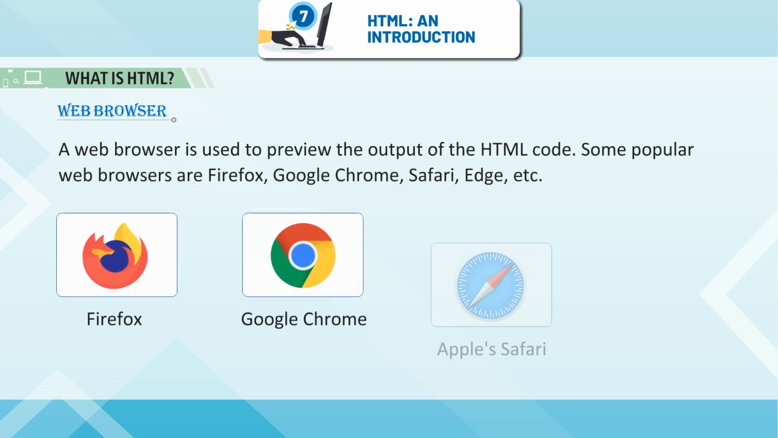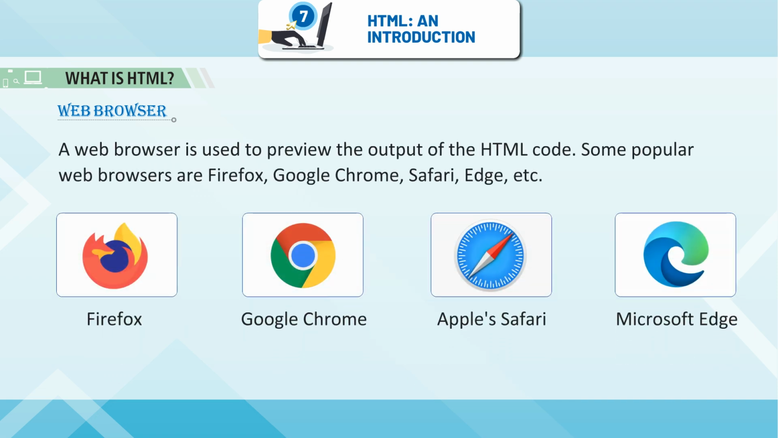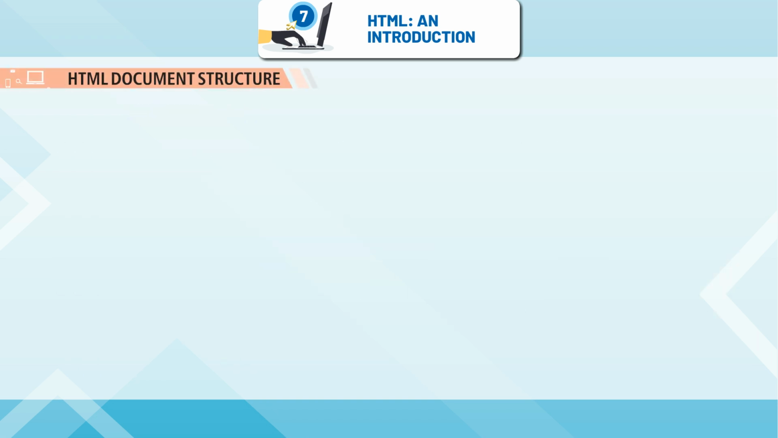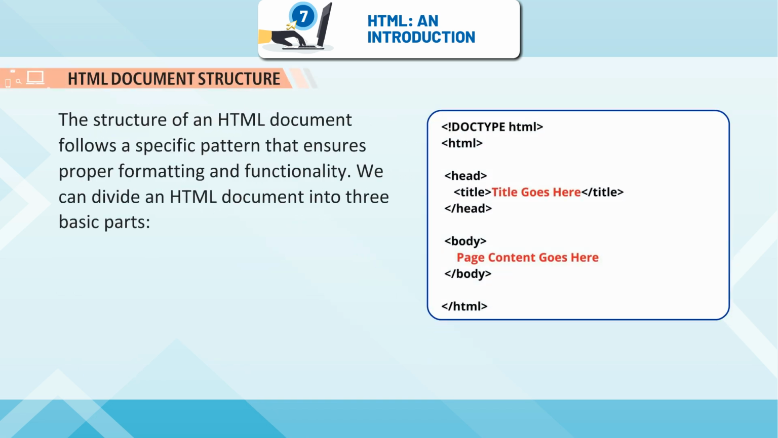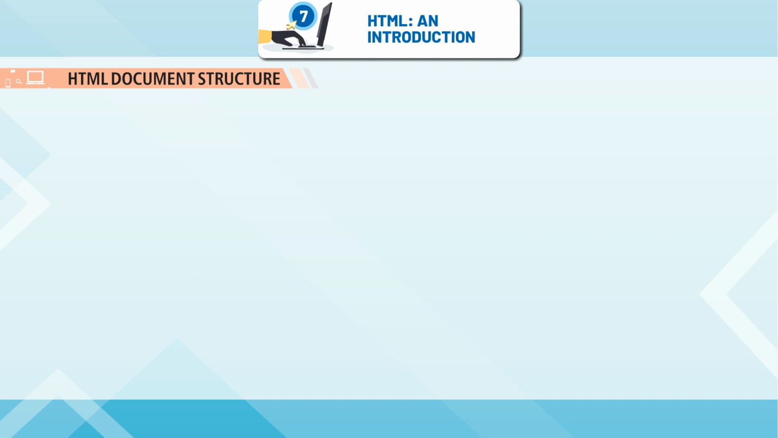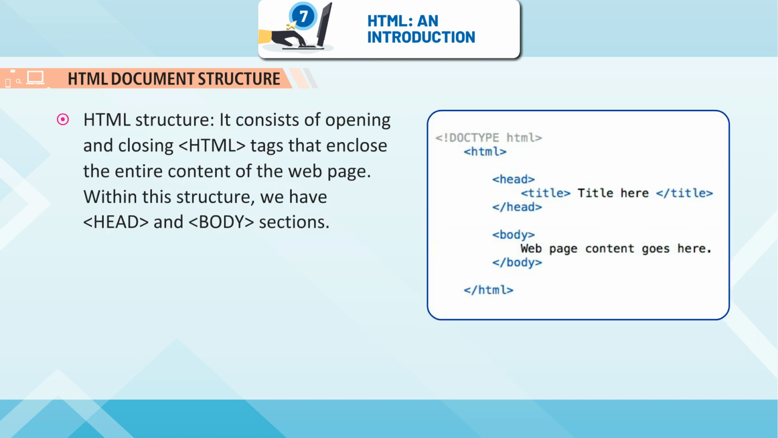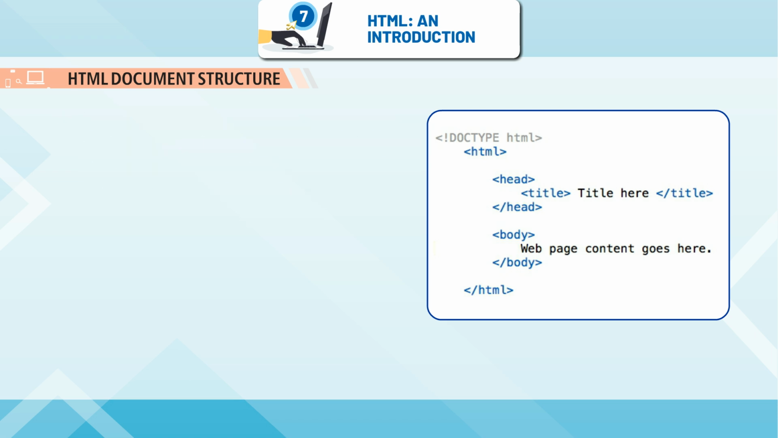Web browser. A web browser is used to preview the output of the HTML code. Some popular web browsers are Firefox, Google Chrome, Safari, Edge, etc. HTML document structure. The structure of an HTML document follows a specific pattern that ensures proper formatting and functionality. We can divide an HTML document into three basic parts. HTML structure: it consists of opening and closing HTML tags that enclose the entire content of the web page. Within this structure, we have head and body sections.